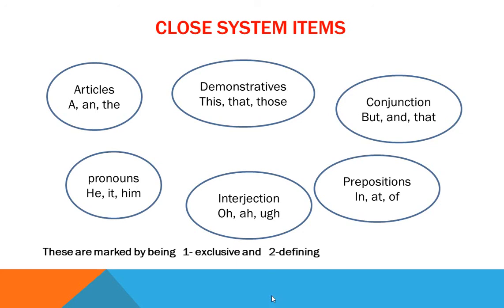Simply, words in English can be classified into two groups or two systems: the open system items and the closed system items. The open system items are items which are extendable and susceptible to derivation and inflection, and these are four items: nouns, adjectives, adverbs, and verbs. And we have the closed system items, or they are called the function words, and these items are exclusive and defining, which means that the use of one item excludes the use of another, and they are defining, meaning that they are meaningless out of context, and we need them to be used in a context in order to decide the meaning of each word.